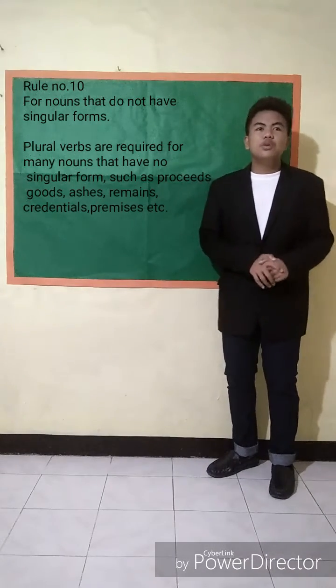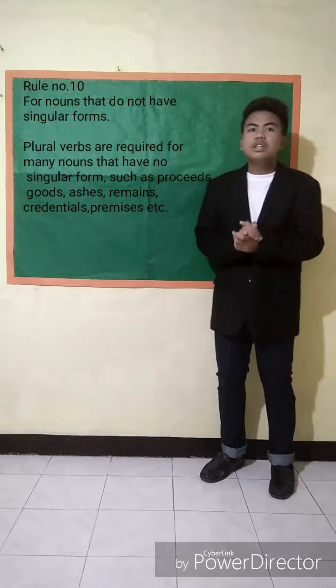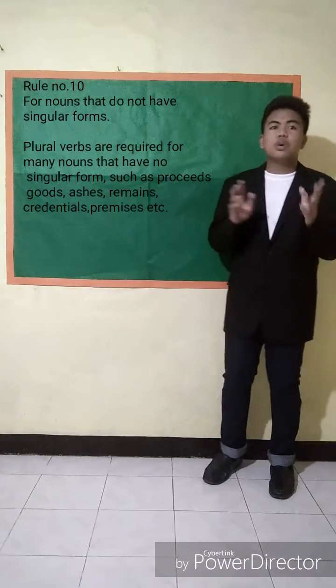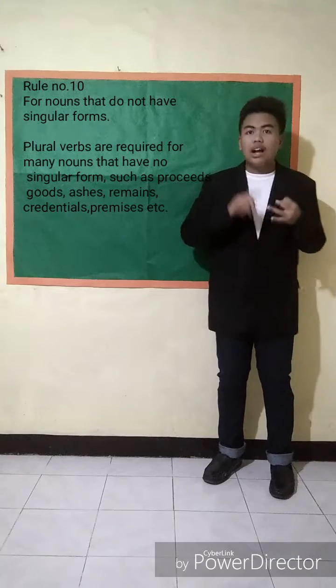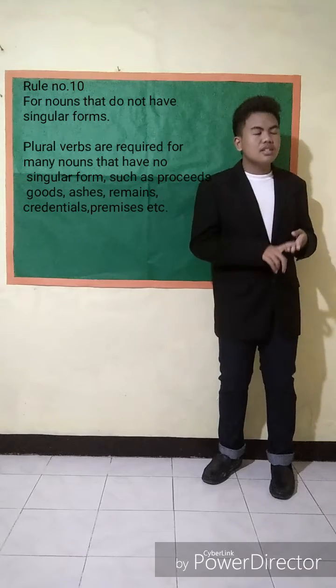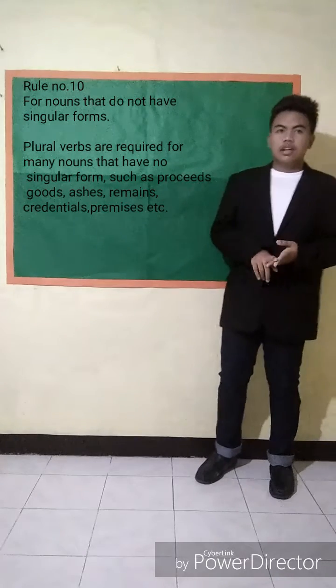On rule number 10, rule for nouns that do not have singular forms, plural verbs are required. For many nouns that have no singular form, such as proceeds, goods, ashes, remains, credentials, and premiums, and so on.